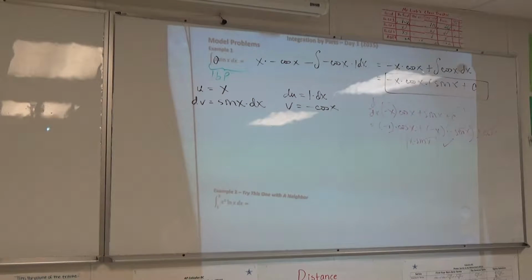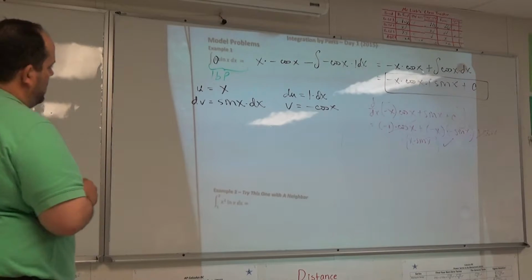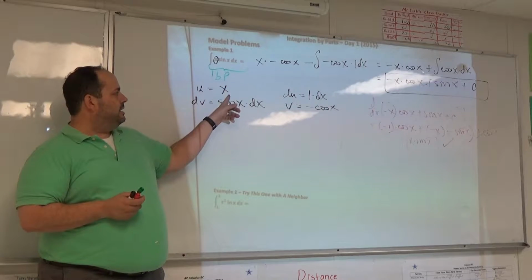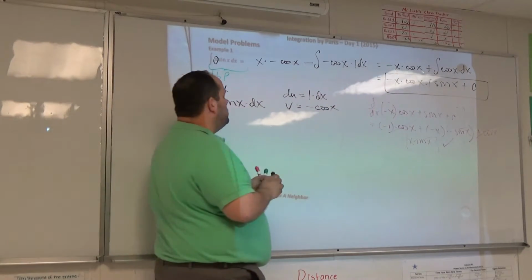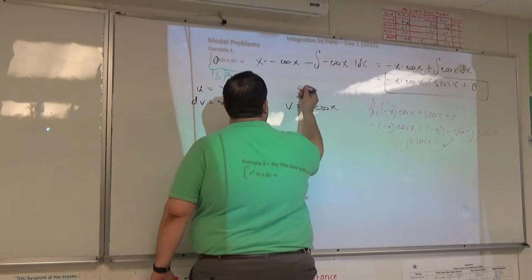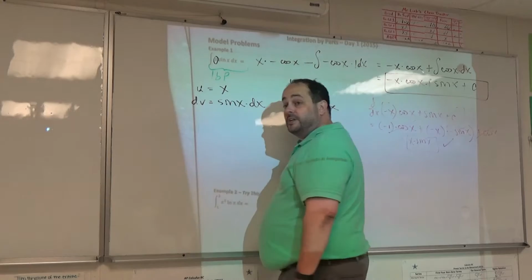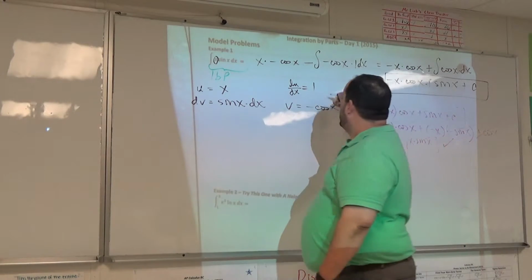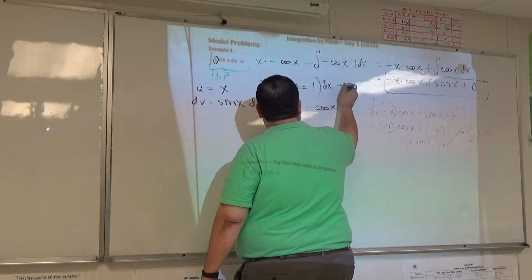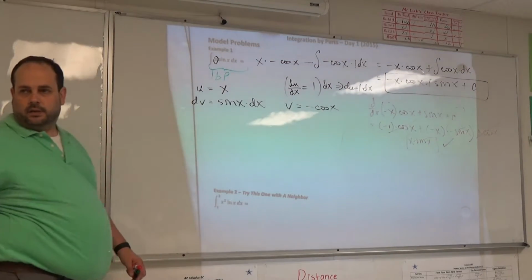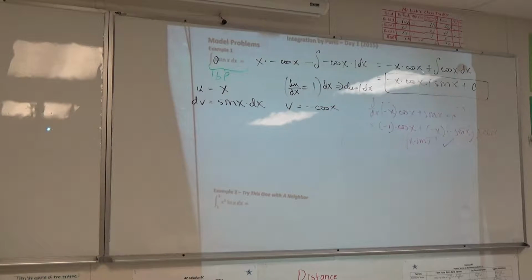What questions are out there? There should be lots of questions here. Brian? So how about for the du, we have 1 times dx, wouldn't the derivative of x be 1? The derivative of x is 1, but normally the way you would write it is du/dx. I'm taking the derivative of u with respect to x is 1, and I just kind of jumped ahead and said, let's multiply both sides by dx to say du equals 1 dx. Great question. Other questions?